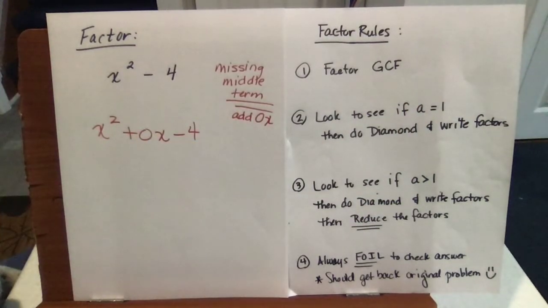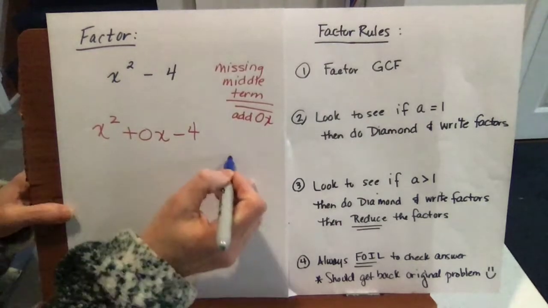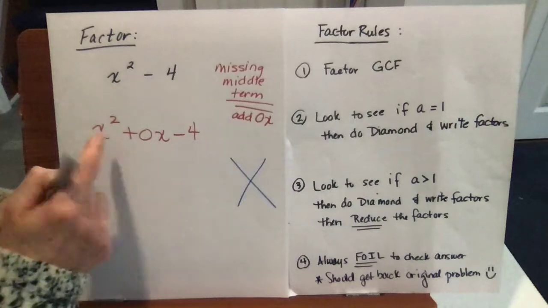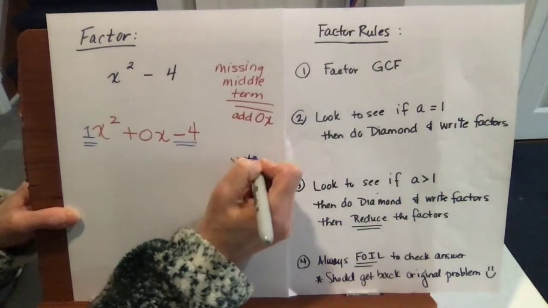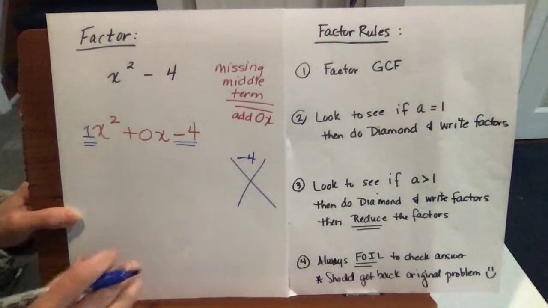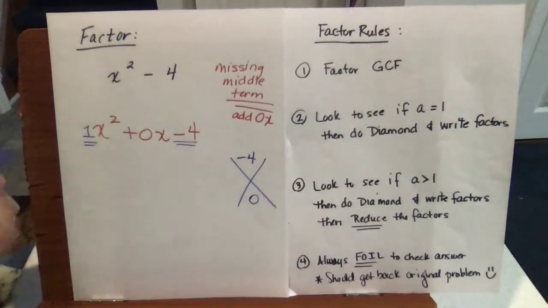So now what we're going to do is a diamond. We see that the a value is 1, so we do our diamond. And we do 1 times negative 4, which gives us a negative 4 in the top of our diamond, and a 0 goes in the bottom. Factors of 4 that could add to 0.